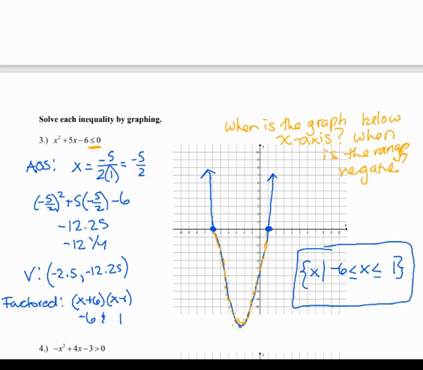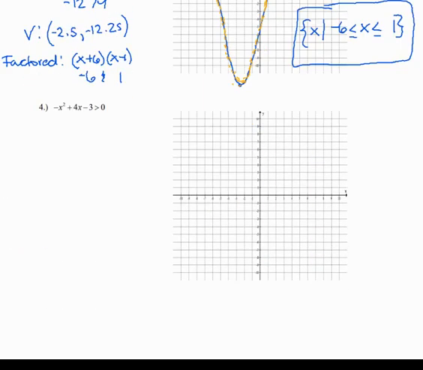If I asked for when would I be greater than, then it would be the values above, which would be all x values less than negative 6 and all x values greater than 1. Okay, so again, when you're solving by graphing, the key thing is you want to know where those roots are, and sometimes they'll come out super nice just based upon our transformations. Other times you may have to find your vertex and then factor a bit to find those roots. Once you have that graph, you're focusing on whether you need to be looking below the x-axis or above the x-axis. Okay, give number 4 a shot.